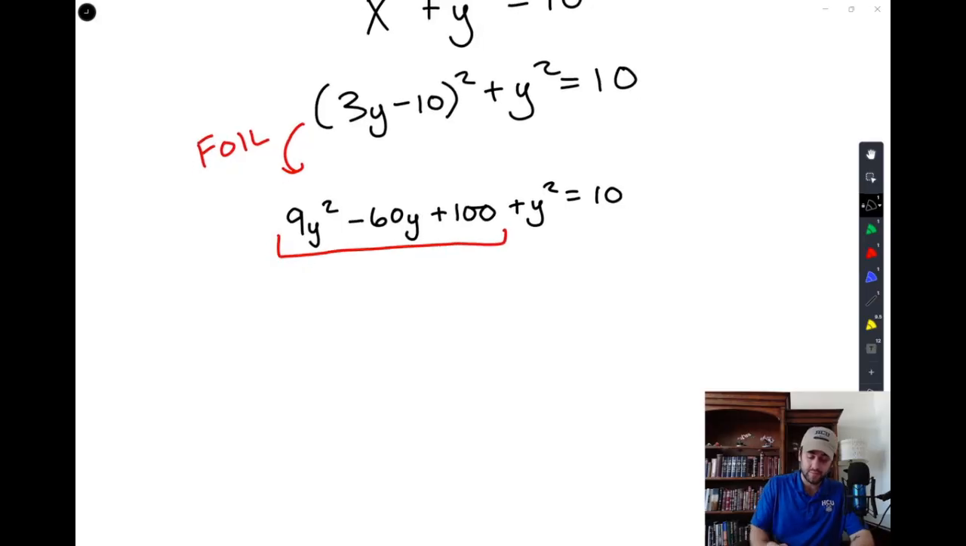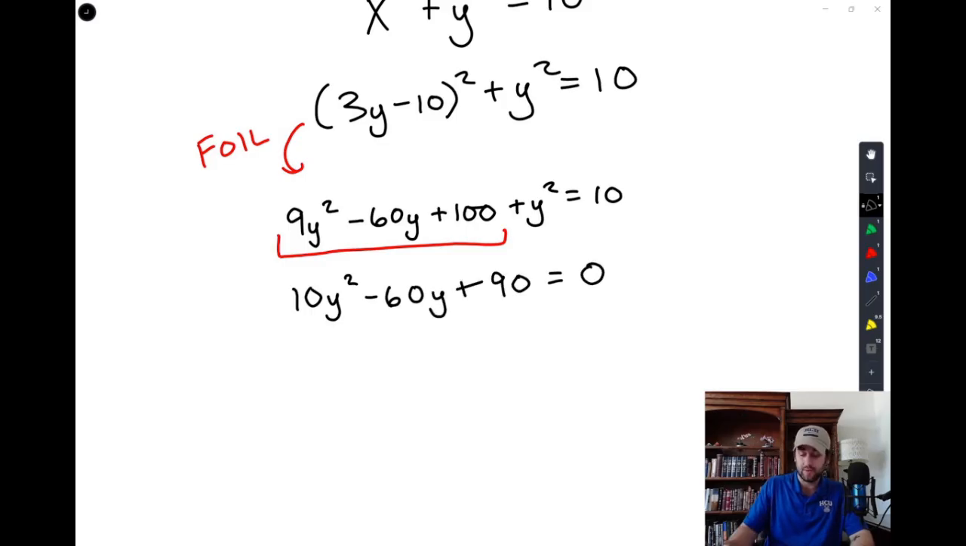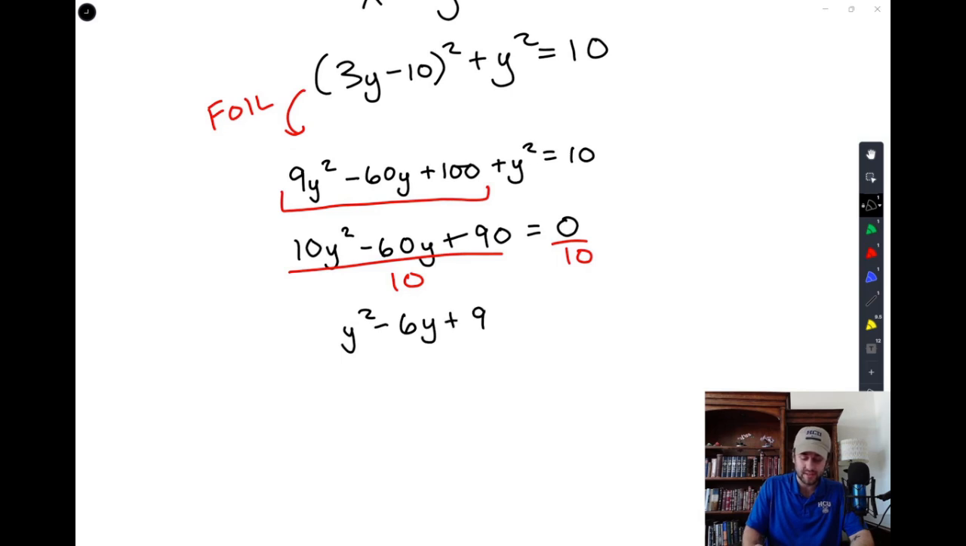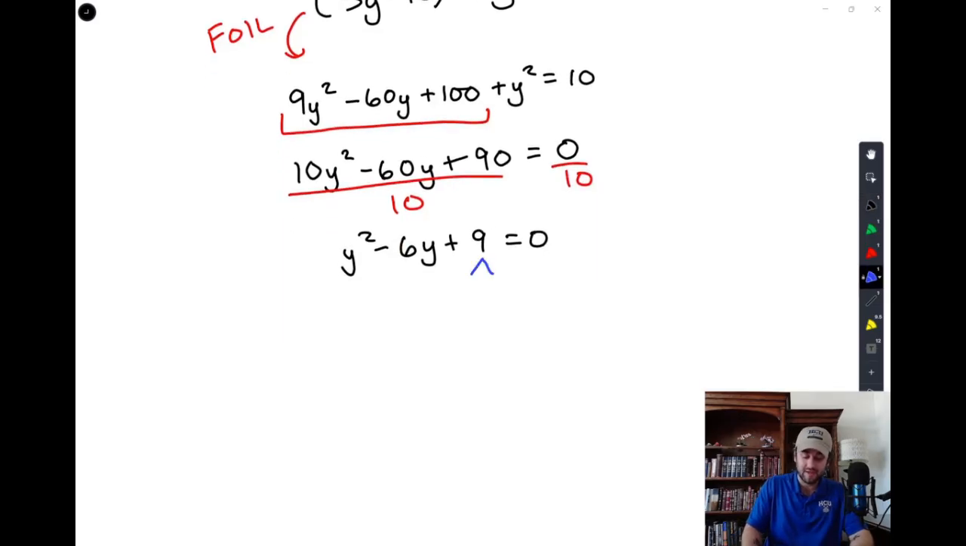Now if we combine like terms, we get 10y squared on the left minus 60y plus, I'm going to move that 10 over, 90 equals 0. Before solving this, because that looks like an ugly quadratic, but it has a 10 in common, I'm just going to divide both sides by 10 to make it a much easier quadratic to solve. So y squared minus 6y plus 9 equals 0. That quadratic looks like it factors nice and neat. What are the factors of 9 that add up to negative 6? Negative 3 and negative 3. So we have y minus 3 equals 0.